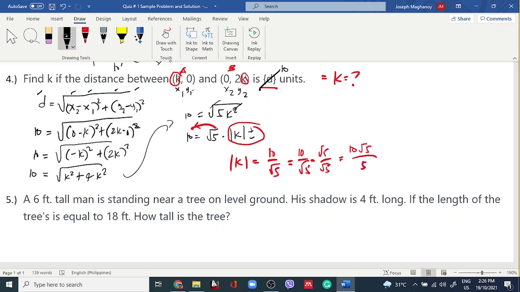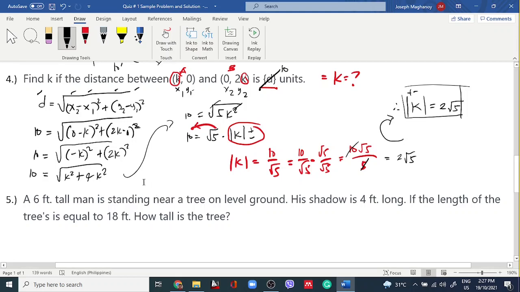Then apply cancellation. So you need to reduce still. Cancel 10 by 5. Answer is 2 square root of 5. So finally, therefore, your final answer for k is absolute k is equal to 2 square root of 5. So in this problem, you can input either the positive side or the negative side. They are both correct since the value of your k is both positive and negative.